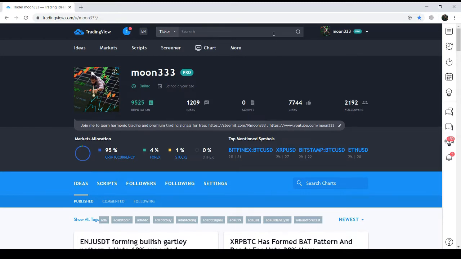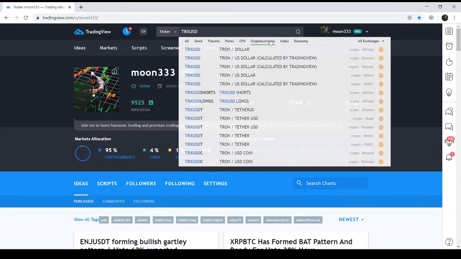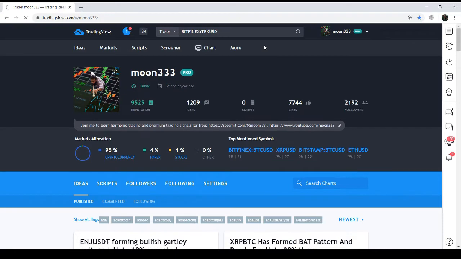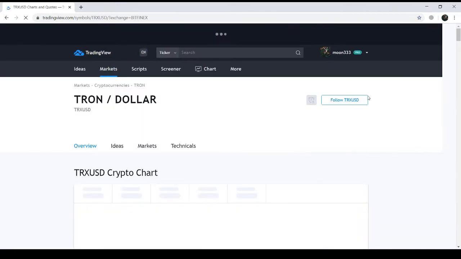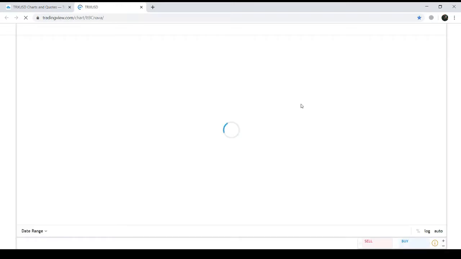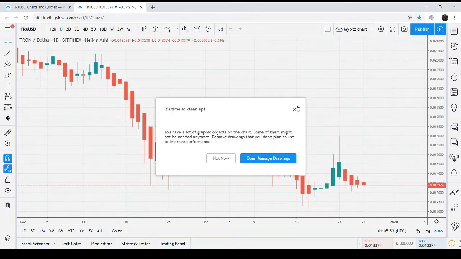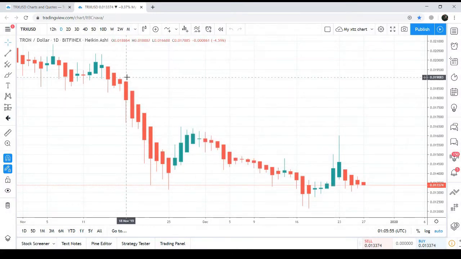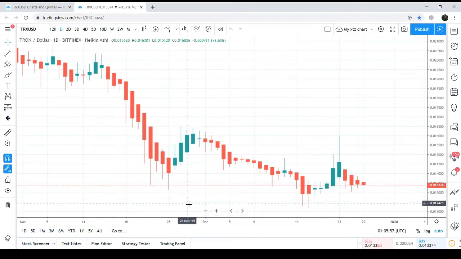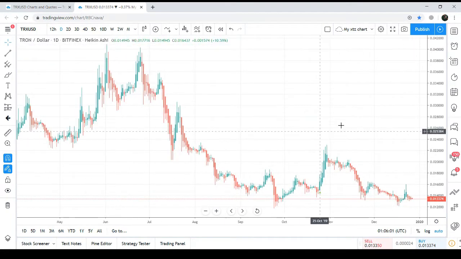I'm just gonna show you the TRX with US dollar move today. It is forming a very firm harmonic and a chart pattern as well. And soon it is gonna take the bullish divergence, because it has almost completed the bullish setup. So this is the 1-day chart of TRX with US dollar, Bitfinex.